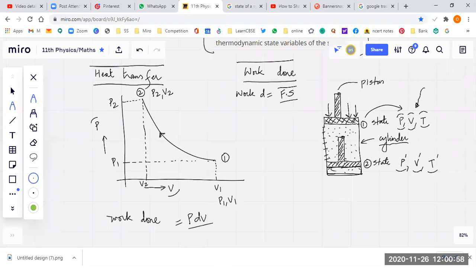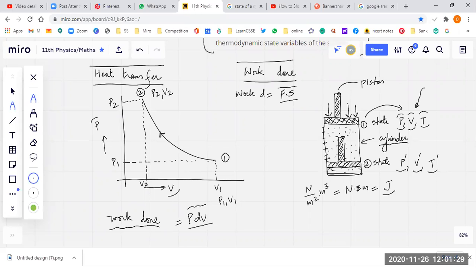Now pressure into dV again has the units of work done. How? If you just see, pressure is Newton per meter square and volume is meter cube. So this is equal to Newton into meter, which is joule. PdV work, thermodynamic work, is known as PdV work. It is done because of some pressure on the piston and as a result of some change in the volume.